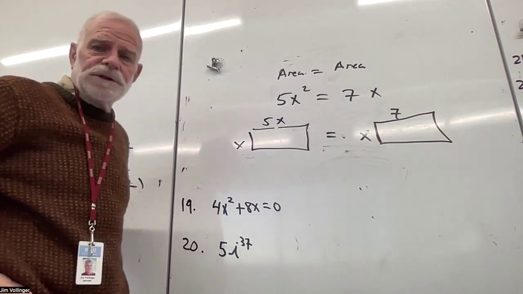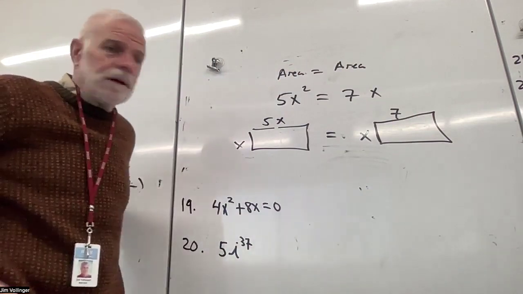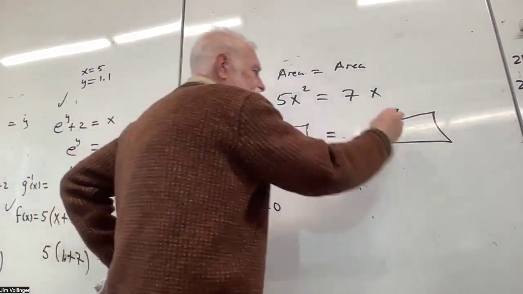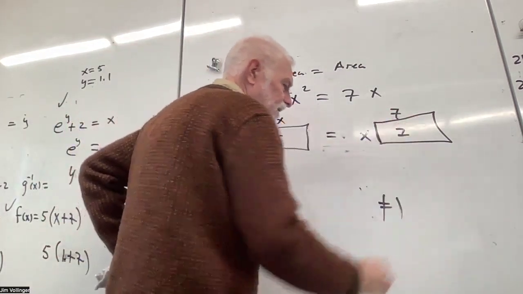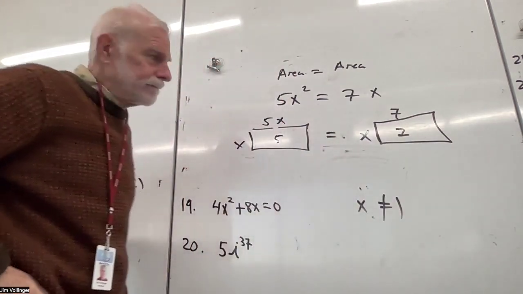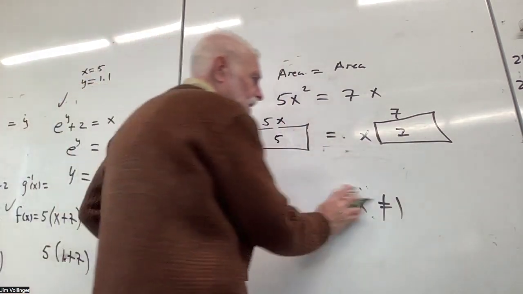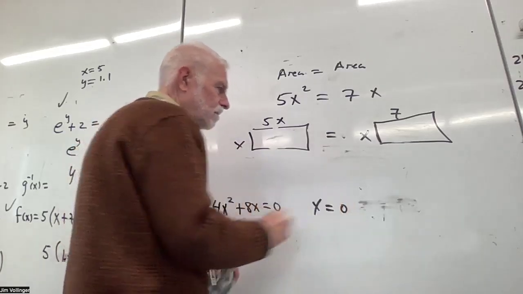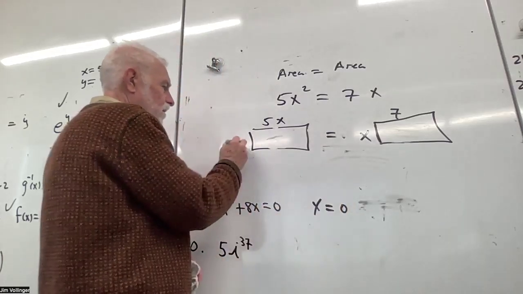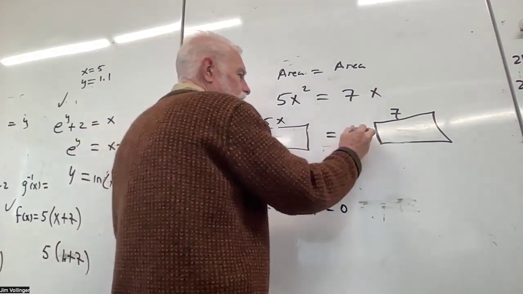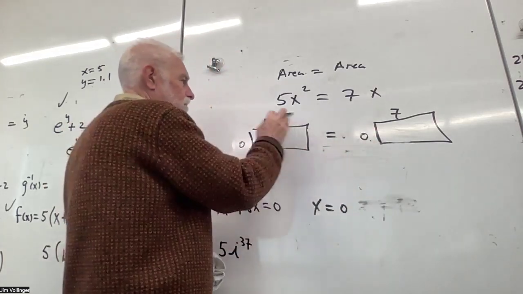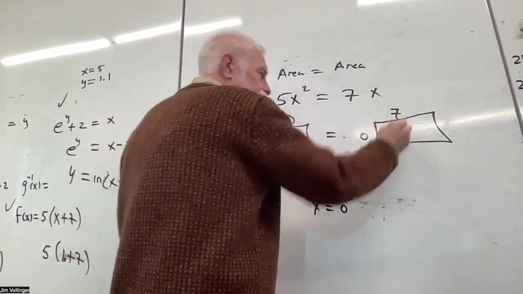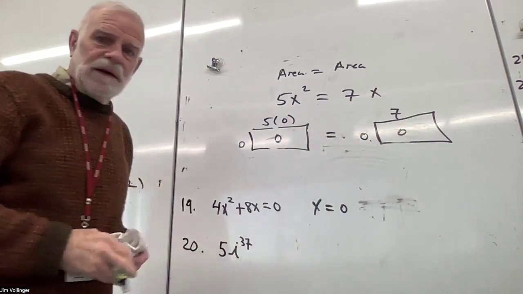Now, what are your solutions to this? You plug some numbers in. Let's try 1. 1 times 5 is 5. 1 times 7 is 7. It's not equal to 1. What I'm hoping you see is, what if x equals 0? Then this is 0, this is 0, and this is 0. So I immediately have an answer.